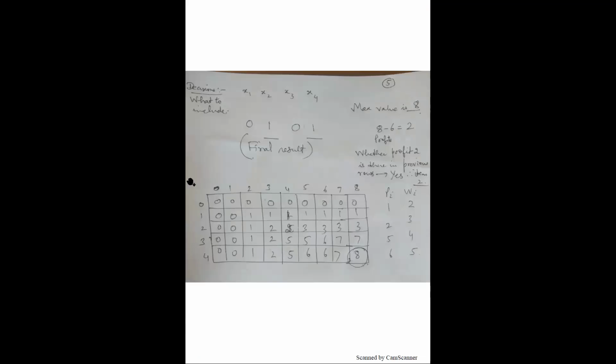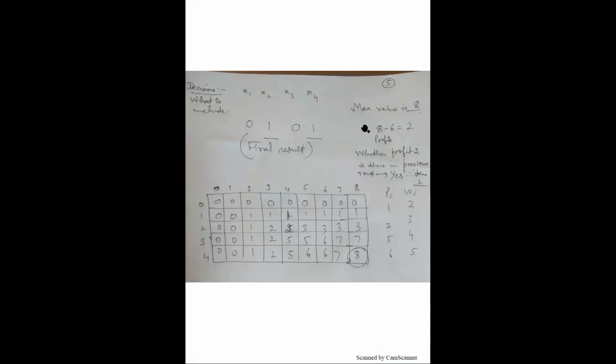Okay, so what items to be put? What should be the final solution? Now if you look at the table, what is the maximum value? Maximum value is 8. Please try to understand, this maximum value 8 corresponds to item 4.